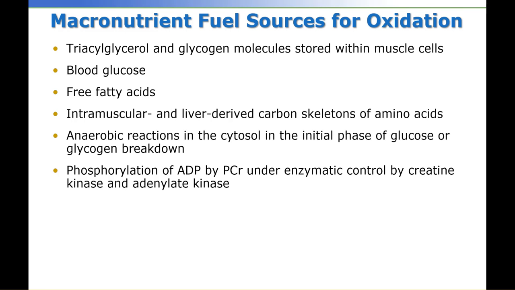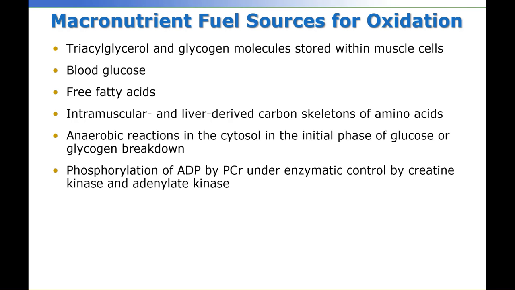Macronutrient fuel sources for oxidation: triacylglycerol and glycogen molecules stored within muscle cells, blood glucose, fat, free fatty acids, intramuscular and liver-derived carbon skeletons of amino acids. Anaerobic reactions in the cytosol, so that's like where glycolysis takes place.